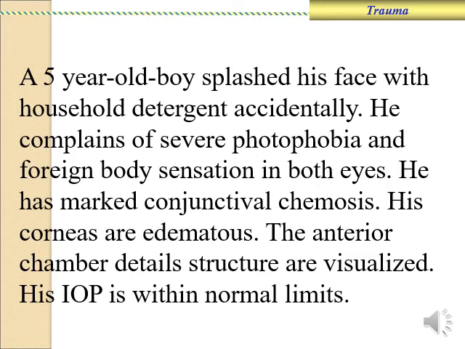He has marked conjunctival ecchymosis. What is the meaning of conjunctival ecchymosis? His cornea is edematous. The anterior chamber details structures are visualized. What is the importance of this sign? His IOP, his intraocular pressure, is within normal limits. This is a case of chemical trauma to the eye.